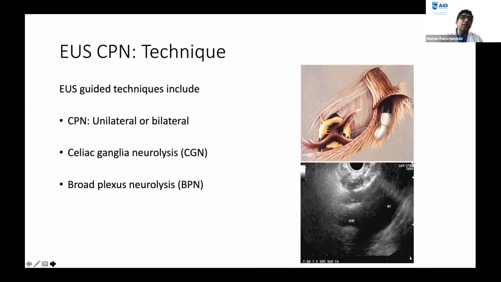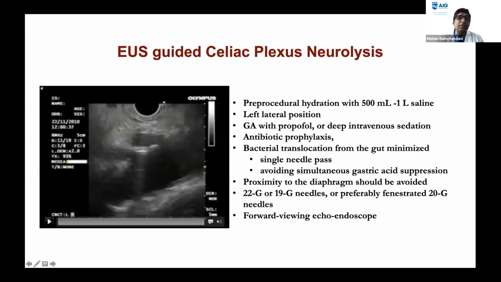The second question is what technique: whether we should inject centrally or unilaterally or bilaterally, whether the ganglion neurolysis is to be done, or what is called broad plexus neurolysis. So let us come to them one by one. So this is the central technique, unilateral, only one side, central is to be done.